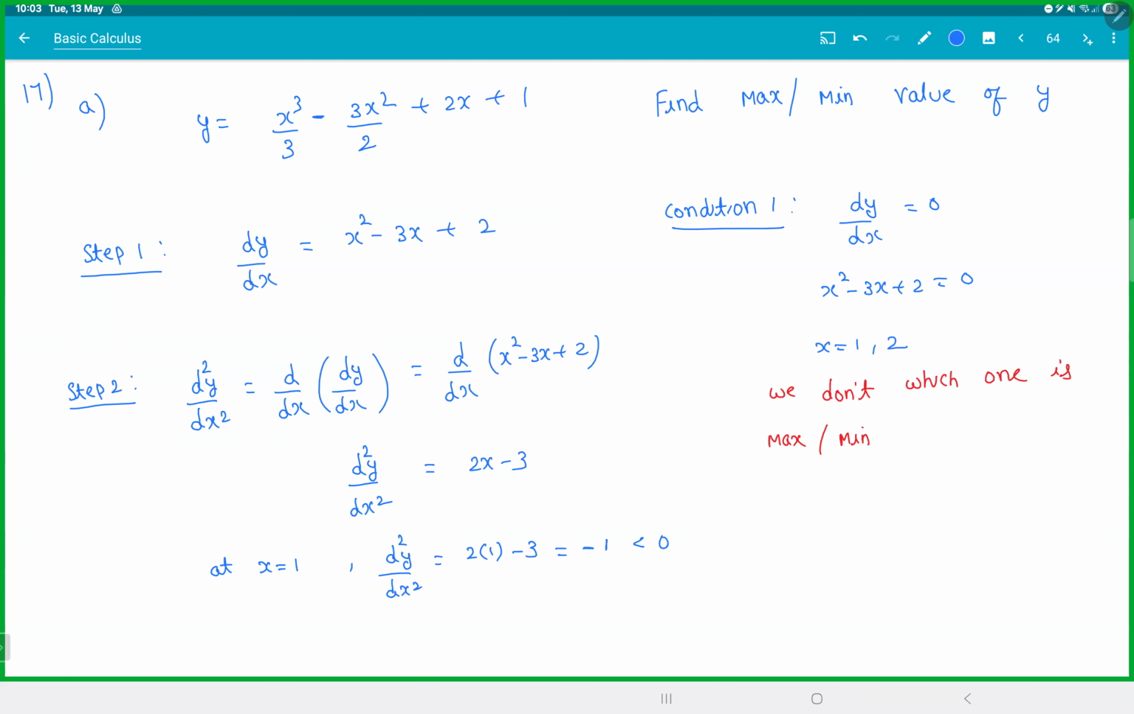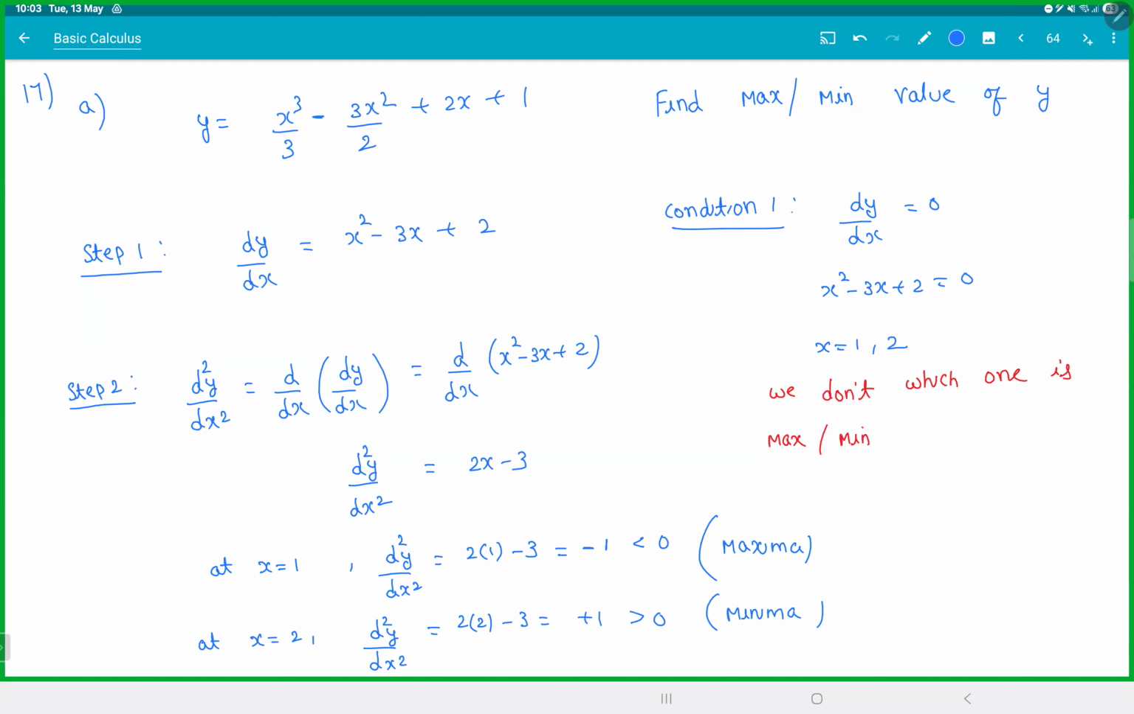So if the second differential is negative, what is it? It's a maximum. So at x is equal to 1, you're getting a maximum value. If you put x is equal to 2, d square y by dx square is coming out to be 2 times 2 minus 3, which is plus 1, greater than 0. This is a minimum. So that is how we figured out which one is maximum and which one is minimum.